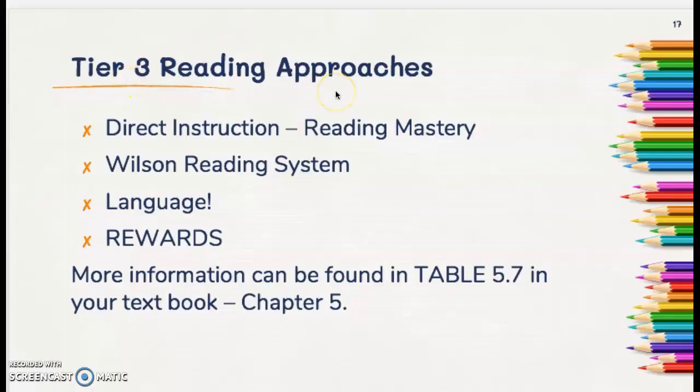Tier 3 reading approaches are more intensive. There's direct instruction, the Wilson Reading System that uses the Orton-Gillingham method, and Language! These are all research-based instruction that have proven to be effective. You can compare them on table 5.7 in your textbook in chapter 5. So please go and look at that.